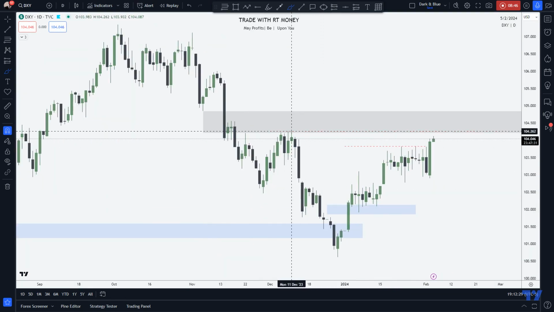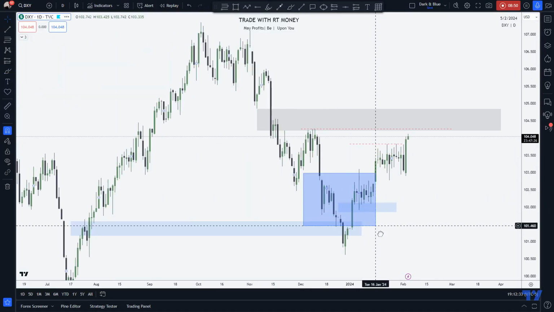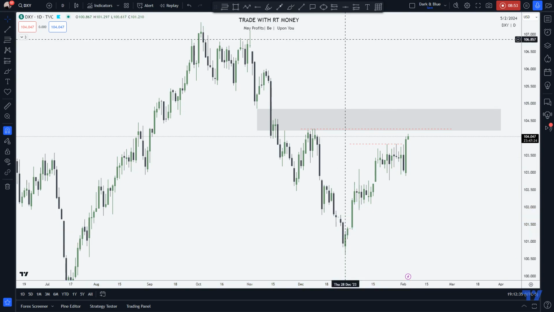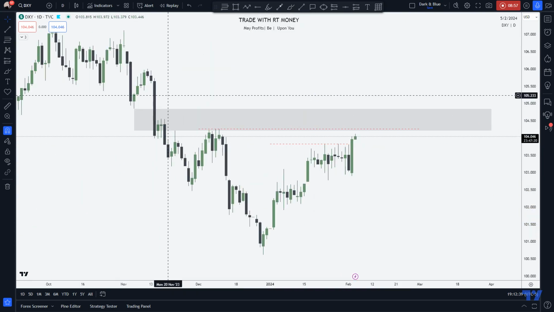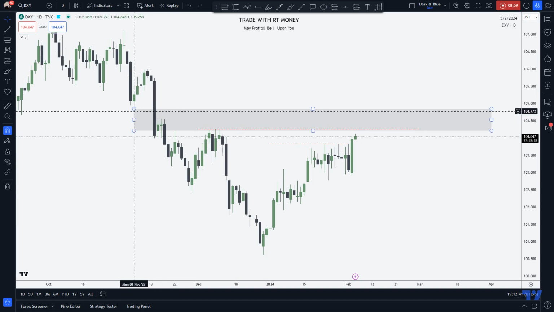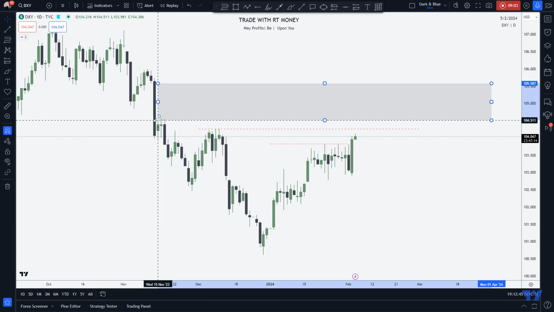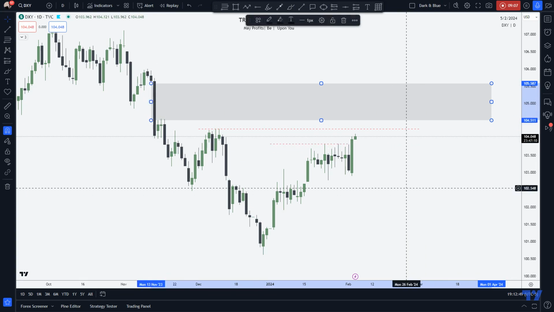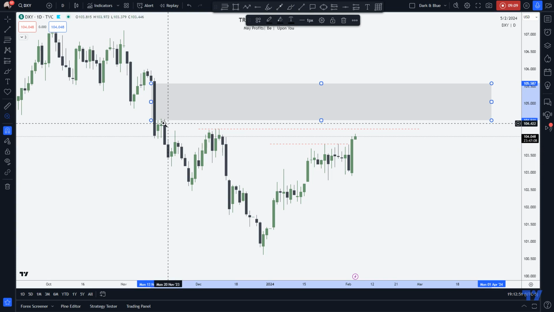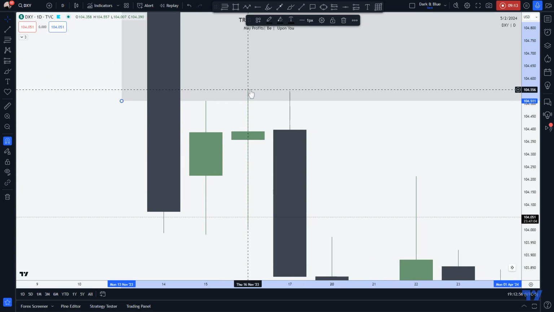And on the daily, what do we see? Let's get rid of this. That's not as important here. I'm going to draw out this weekly fair value gap on the daily, right? And you can see that price has already traded into that fair value gap.